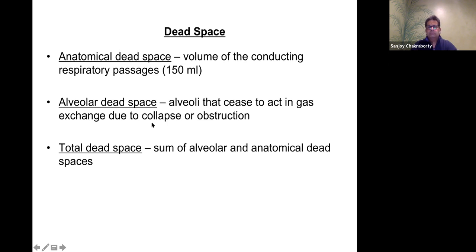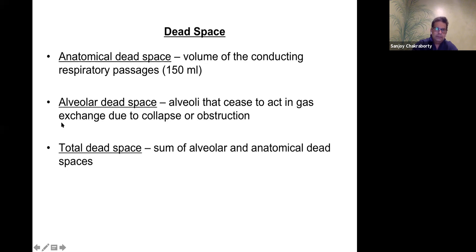Alveolar dead space. You have millions of alveoli in both lungs. Out of those millions, maybe some of them are collapsed or blocked. Some of them are not working. So obviously, the amount of air, no matter how tiny, is not participating in the gas exchange process either. We also consider this alveolar dead space, meaning they are not participating in the gas exchange.